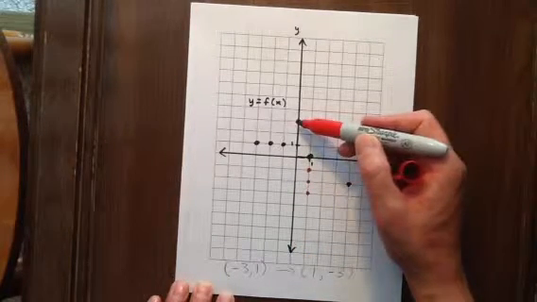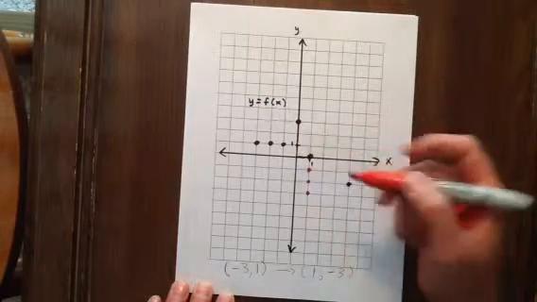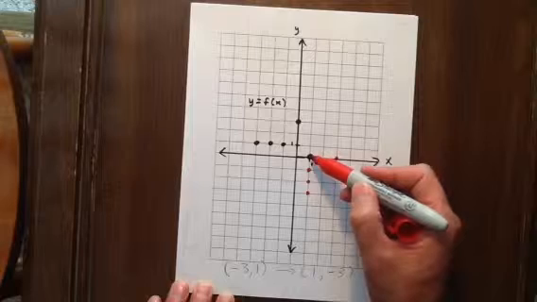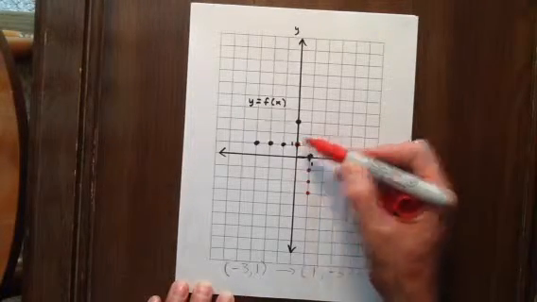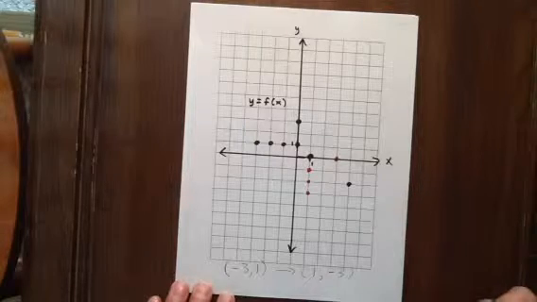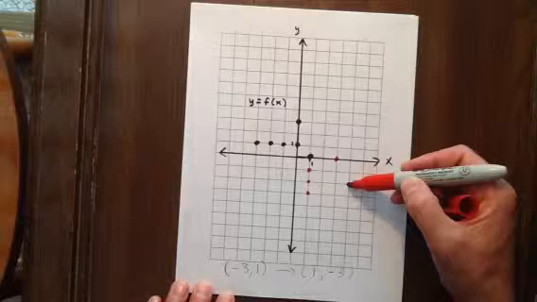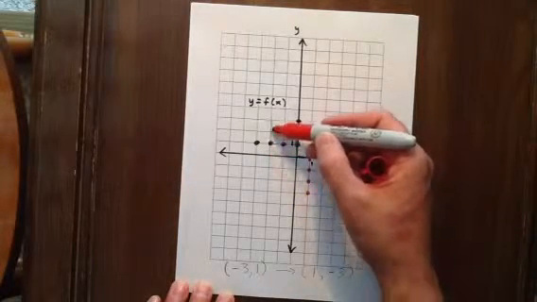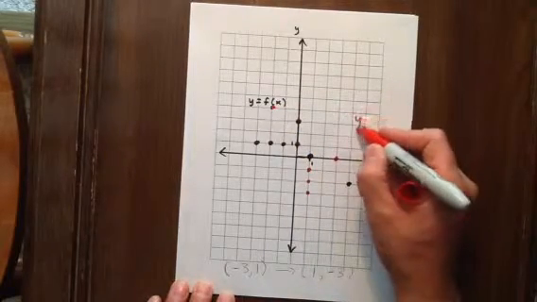Now this point up here is 0, 3. We switch the x and y, we get the image point of 3, 0. This point is 1, 0. Switch the x and y, we get the image point of 0, 1. And finally, we come over to here. This point is 4, negative 2. We switch the x and y and get negative 2, 4.